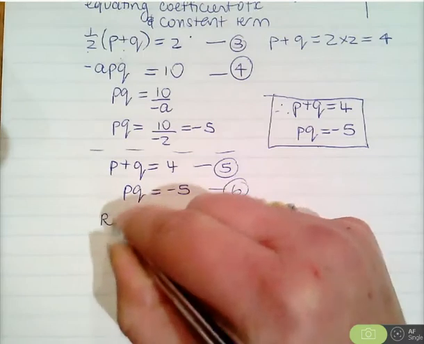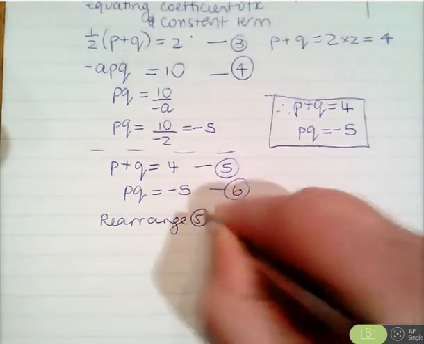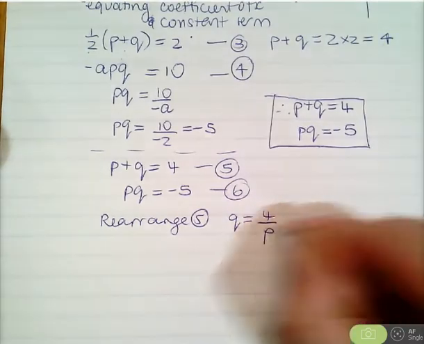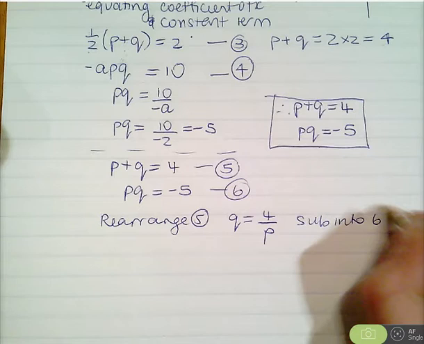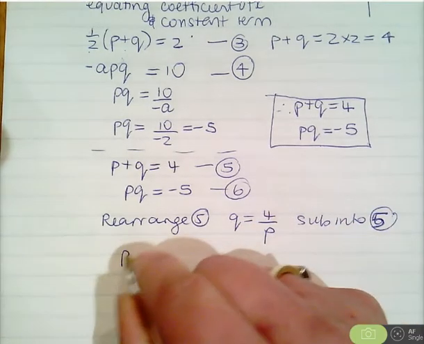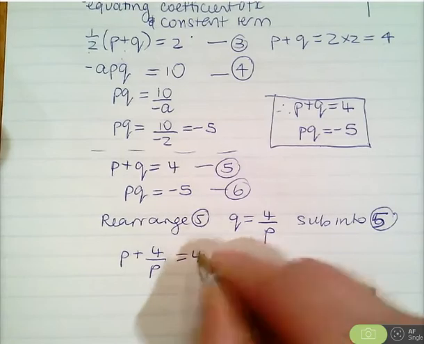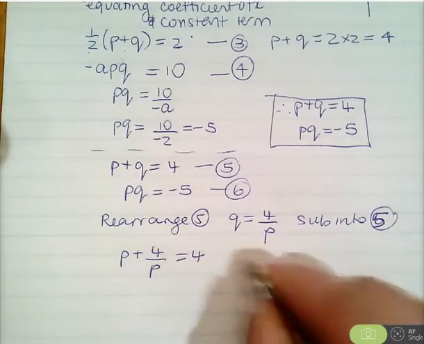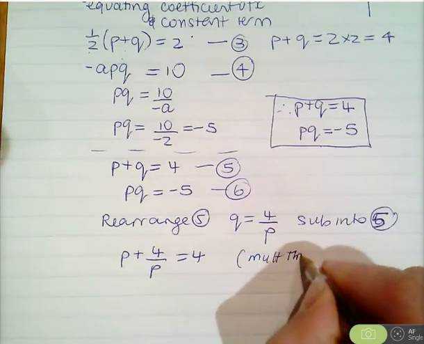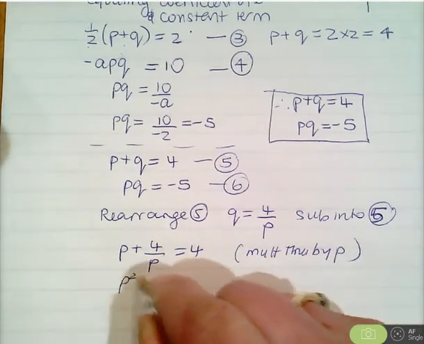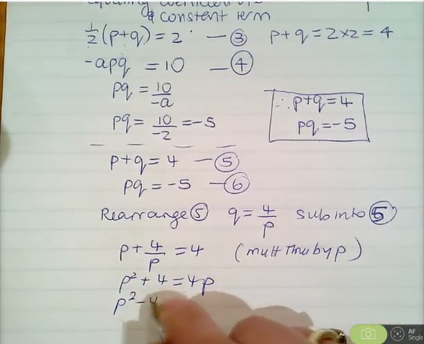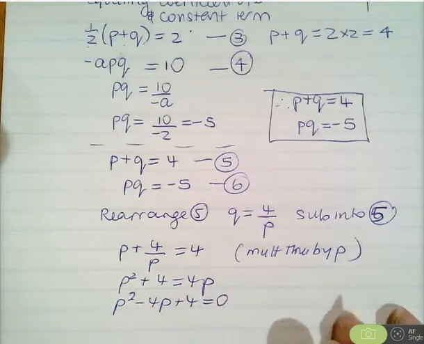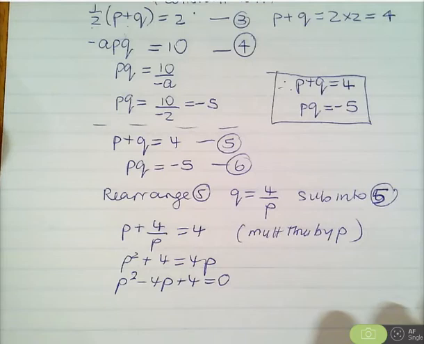Let's rearrange equation 5 and make it that Q is 4 on P. We're going to sub into equation 6. No, we're not. We're going to sub it into equation 5. So Q is 4 on P. We get P plus 4 on P is 4. Now, that will be a quadratic when you multiply through by P. And you get P squared plus 4 is 4P. You can clearly see it's a quadratic now, so taking everything over to the left, and don't think this factorizes somehow. We'll just have a look.